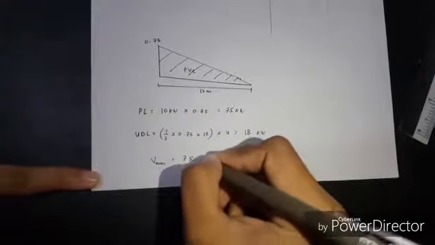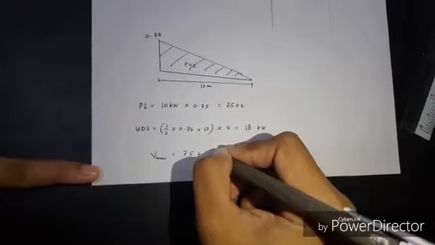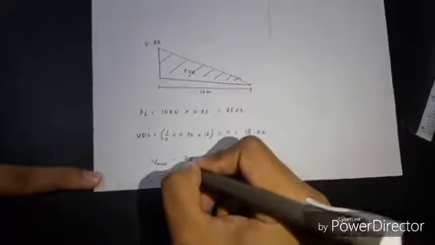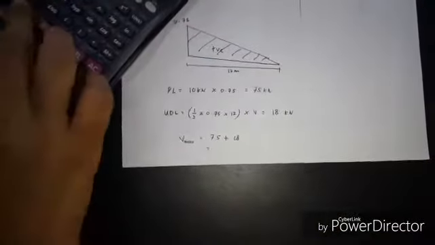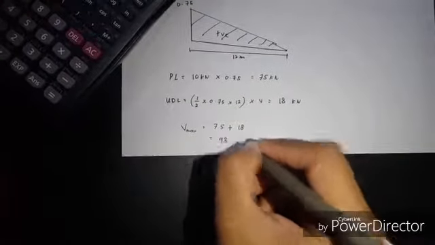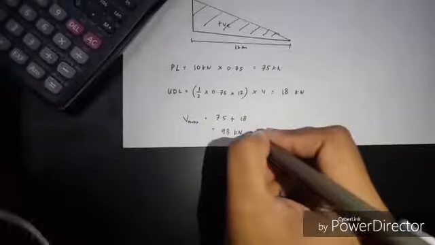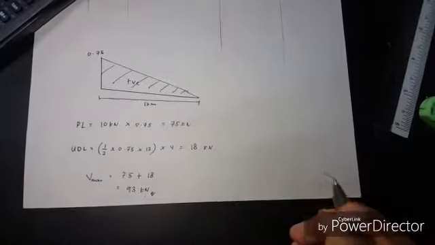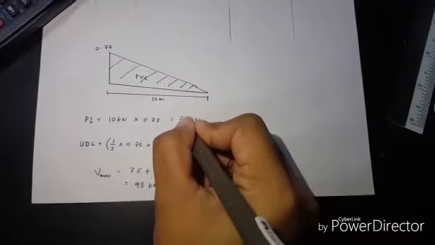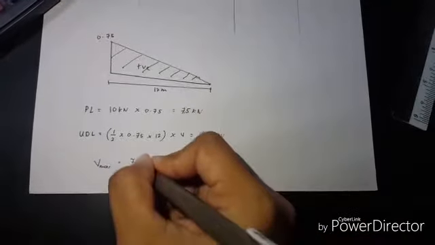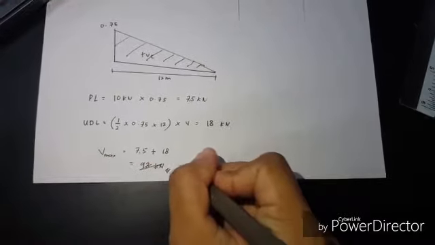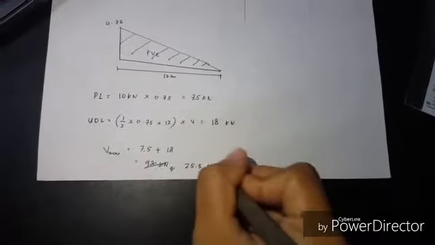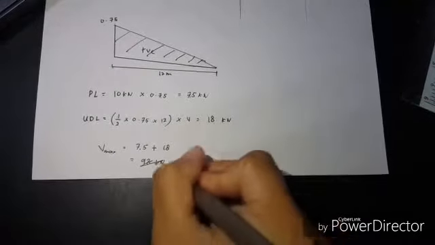The maximum is 75 plus 18 equal to... wait, I calculate first. 83 kilonewton. That's all. Okay, correction. This one we get 7.5. So this one 7.5 plus 18 is 25.5 kilonewton. Alright, thank you.